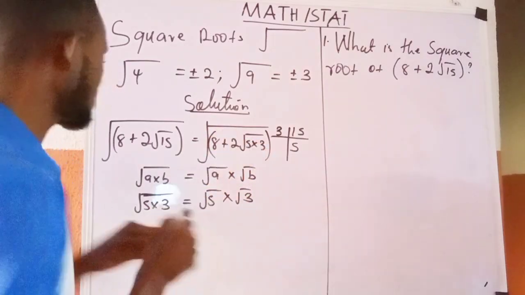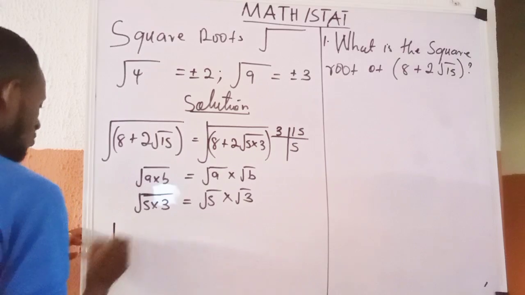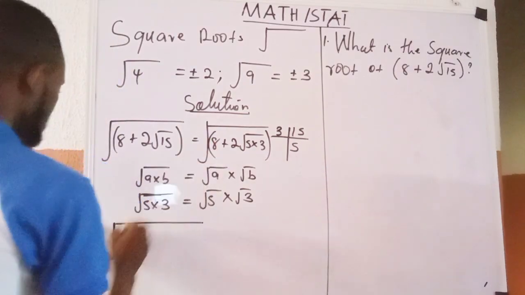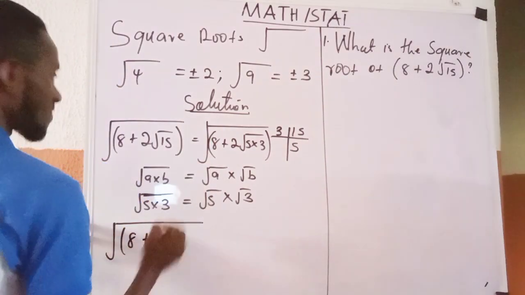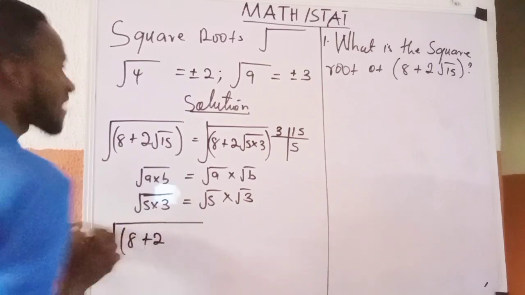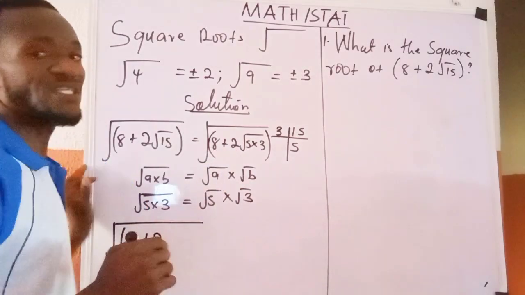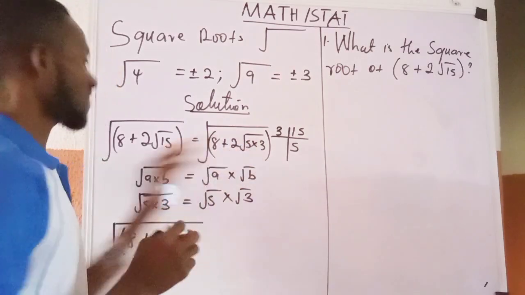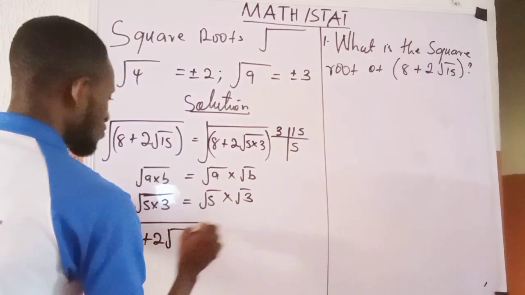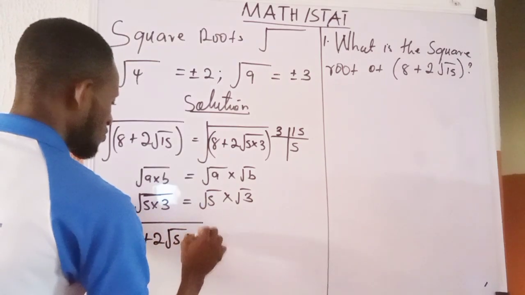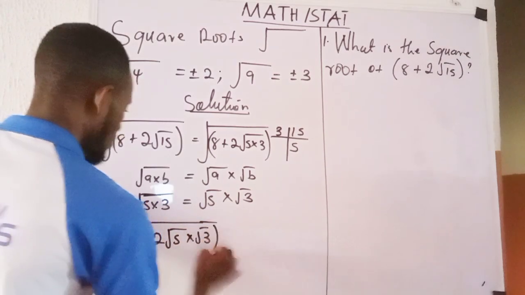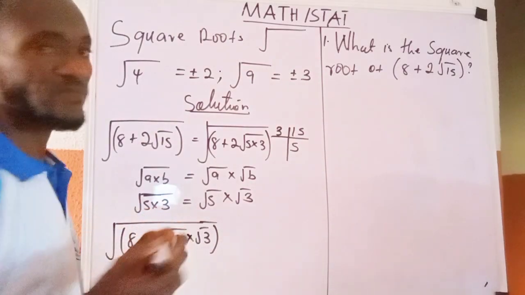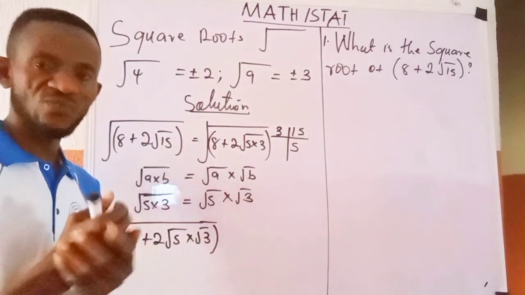And therefore, this thing is now going to be square root. Here is my 8, I'll write my 8 plus. Here is my 2, I'll write my 2. Instead of writing root 5 times 3, I am going to write root of 5 times root of 3. Then I'll close the brackets.